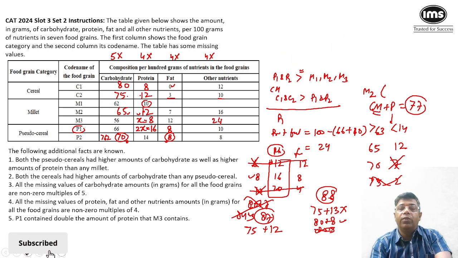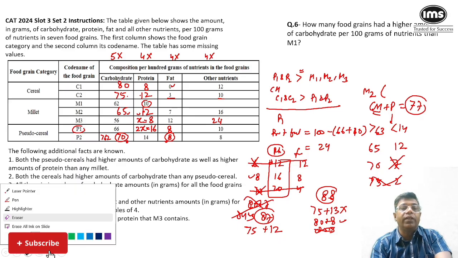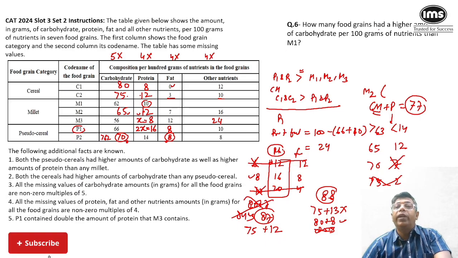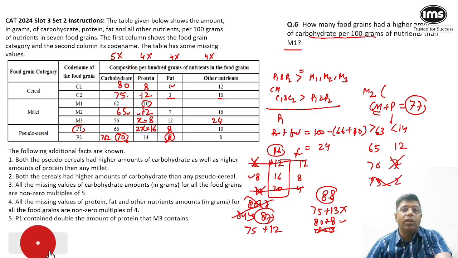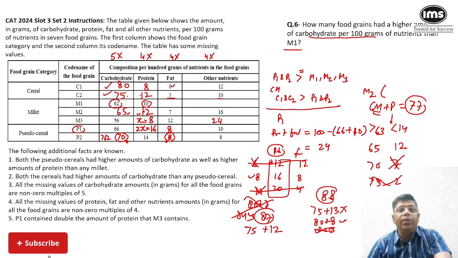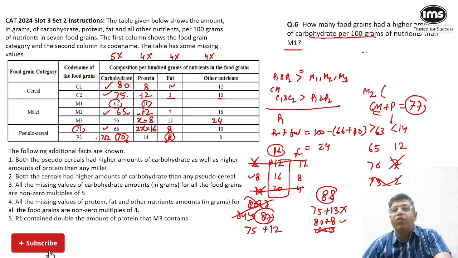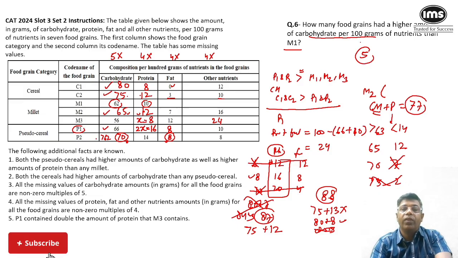So let's look at the first question. What does it say? The first question says, how many food grains have a higher amount of carbohydrate per 100 gram of nutrient than M1? So compare, M1 is 62. So C1 is higher, C2 is higher, M2 is higher, P1 and P2 are higher. So 5. For the first question, the answer is 5.